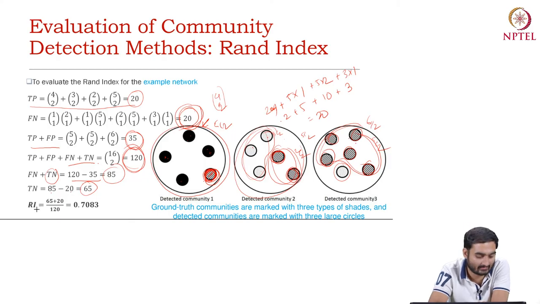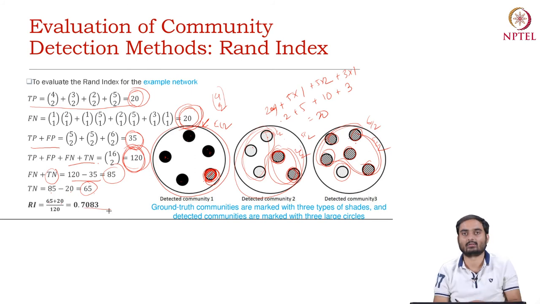And what is RAND index? RAND index is true positive 20 plus true negative 65. So 20 plus 65 by all 120. So that's RAND index. Okay, it's very easy. You take an example, you calculate it, and you will understand it.